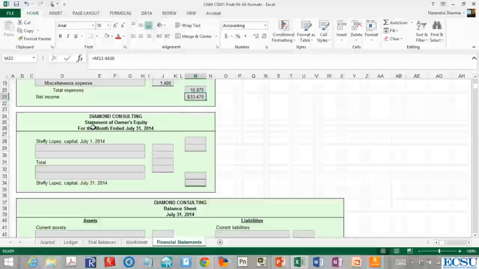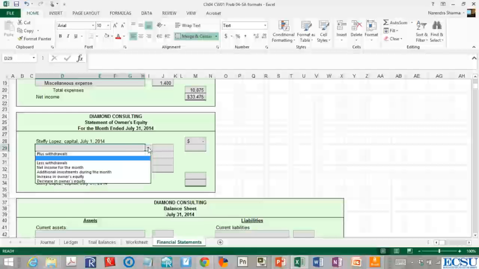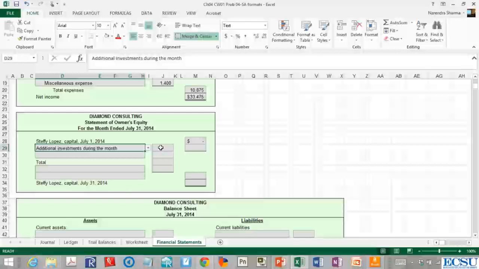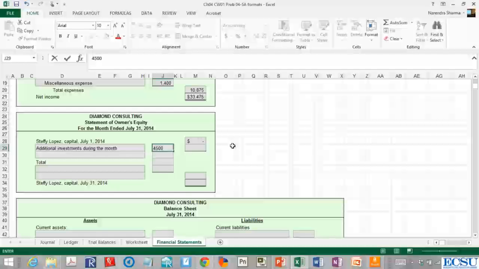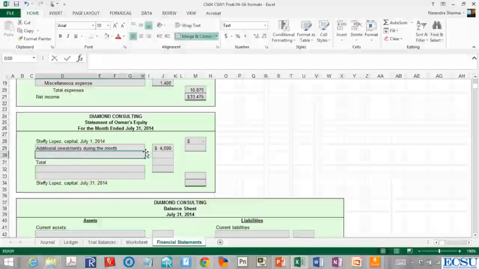Now we go on and prepare the statement of owner's equity. Because this is a new business, the starting capital was 0. And then next we'll be taking the additional capital. Additional investment during the year, during the month, was 45,000. So we add that, and then of course we add the net income.